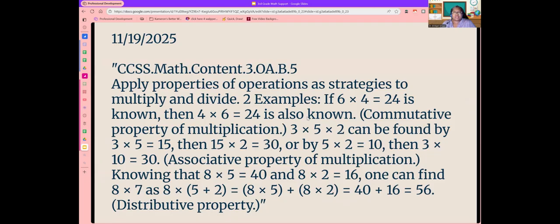So here are some examples. We can use the commutative property of multiplication, the associative property of multiplication, or the distributive property. As we can see in some examples here, but let's go ahead and jump right into our problem.